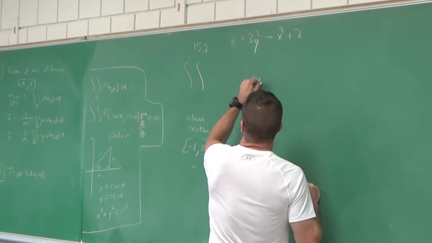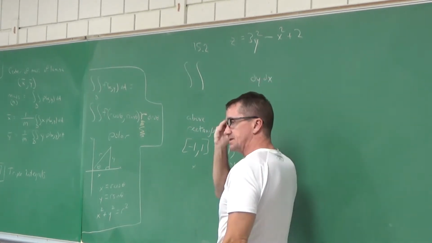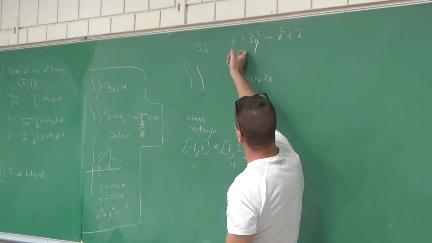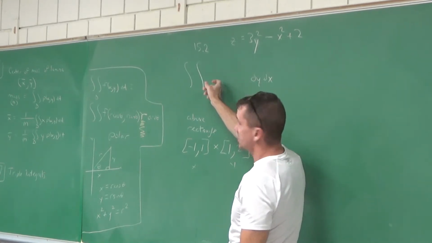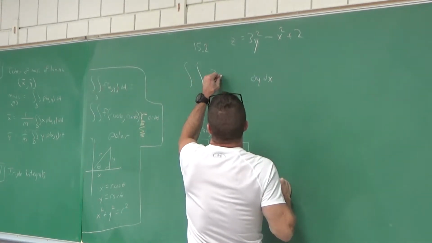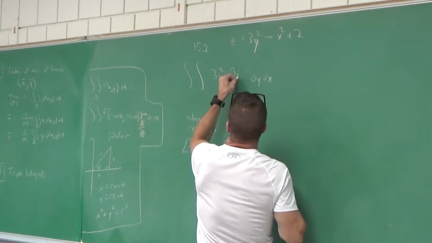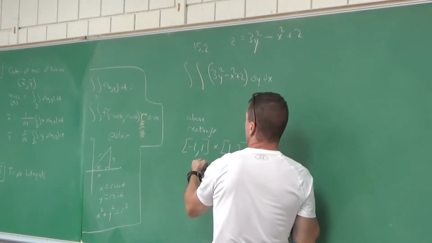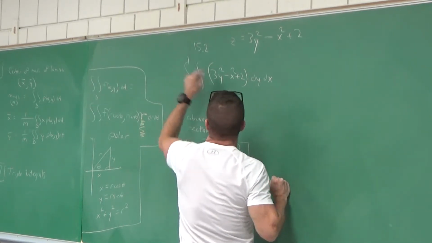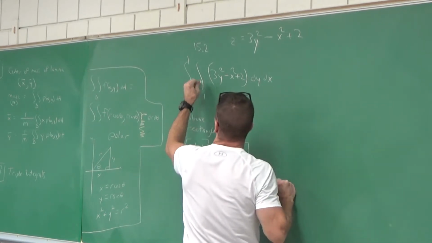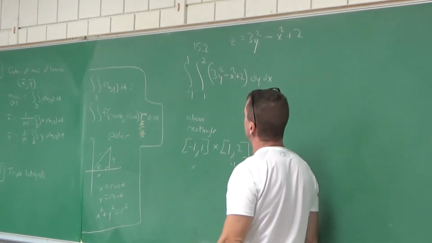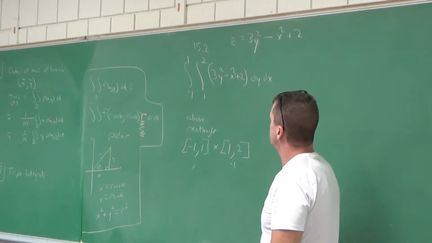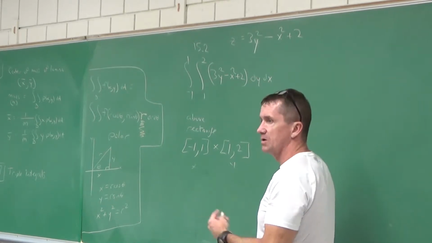You want to go dy dx? And this is how we found volume. We just set up the double integral of the expression right here, 3y squared minus x squared plus 2, with -1 to 1 for x, and 1 to 2 for y. And you work it out.